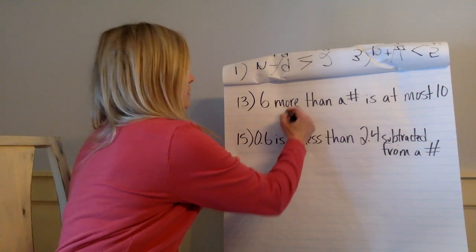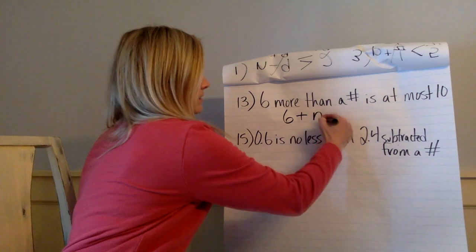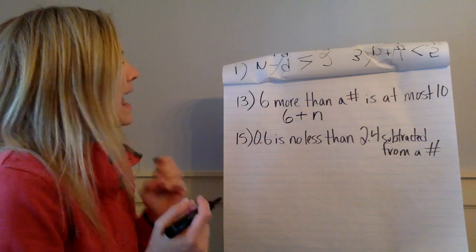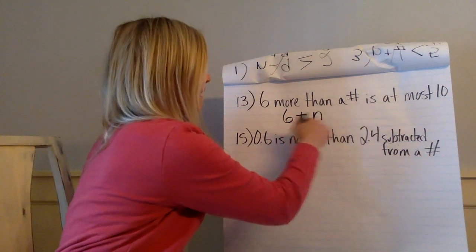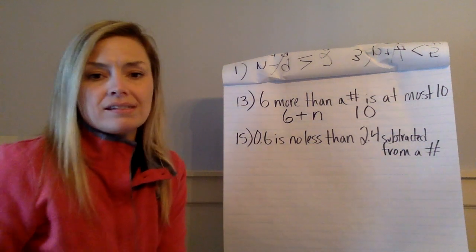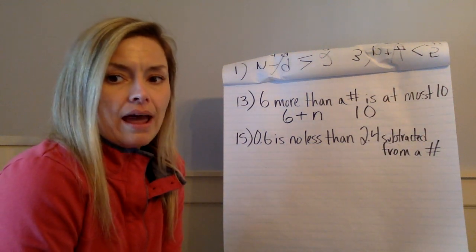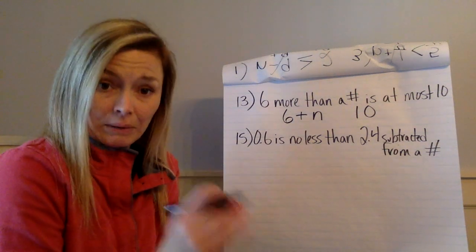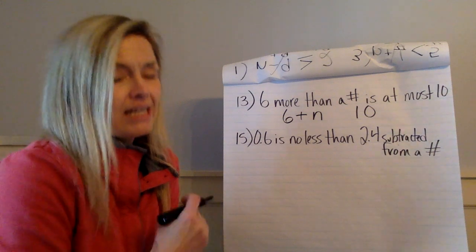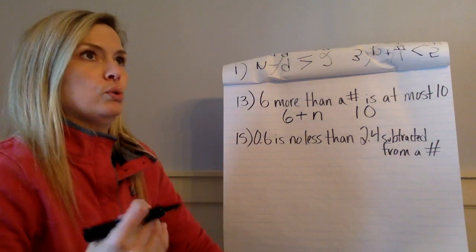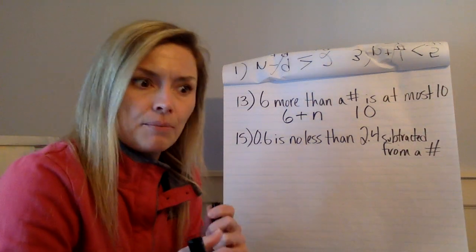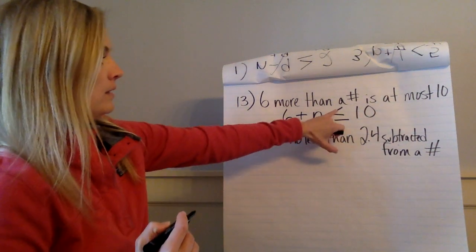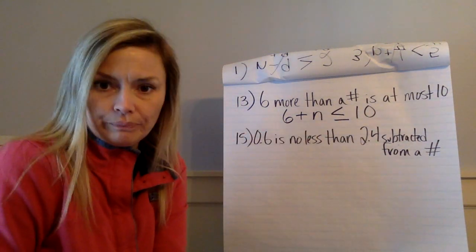So we would have 6 more than something, n, x, whatever variable, is at most 10. So I know I'm comparing this to 10. It's just deciding what symbol goes there. It's at most 10. 10 is the biggest it can be. It could be 10, it could be less than 10, but it cannot be bigger than 10. We talked last week about that astronaut example, right? So at most 10 means this symbol, less than or equal to, would go in between the two.